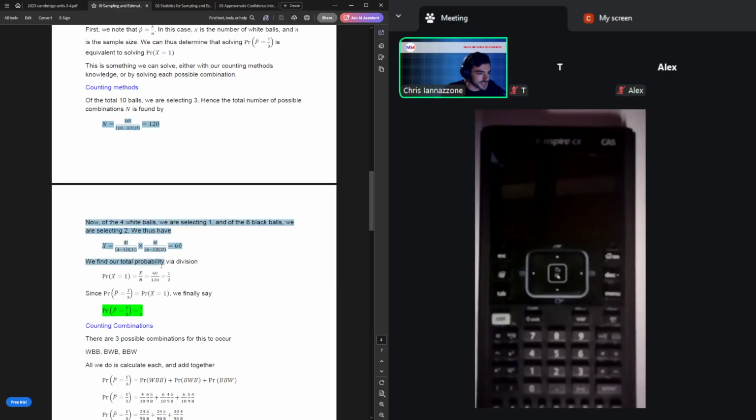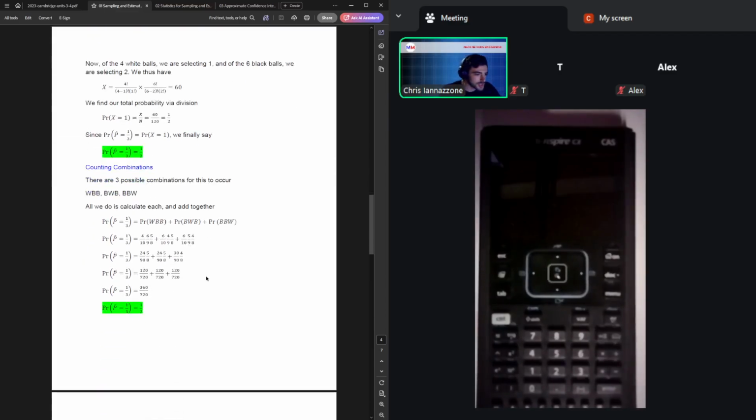If this stuff is fairly rusty, and it probably is for a lot of people given that it was Unit 1 and 2 that last discussed it, you can also just count the number of ways you could arrange those outcomes. Right, so for 1 white ball and 2 blacks, you could have white first, then 2 blacks. You could have black, white, black. You could have black, black, white. And then all you would do is just figure out the probabilities of each of those individually.